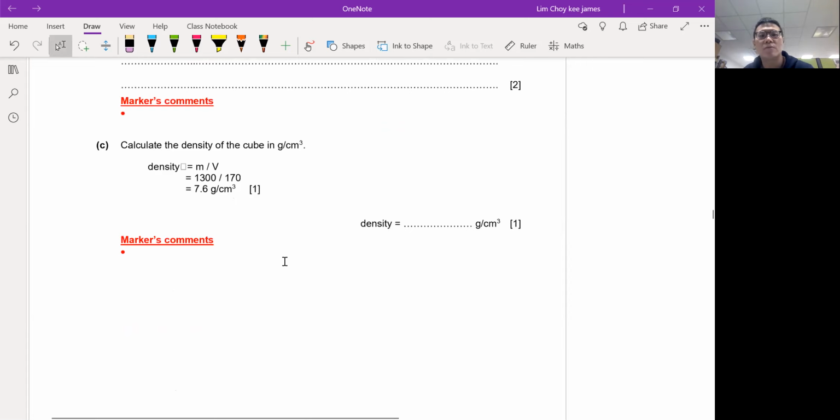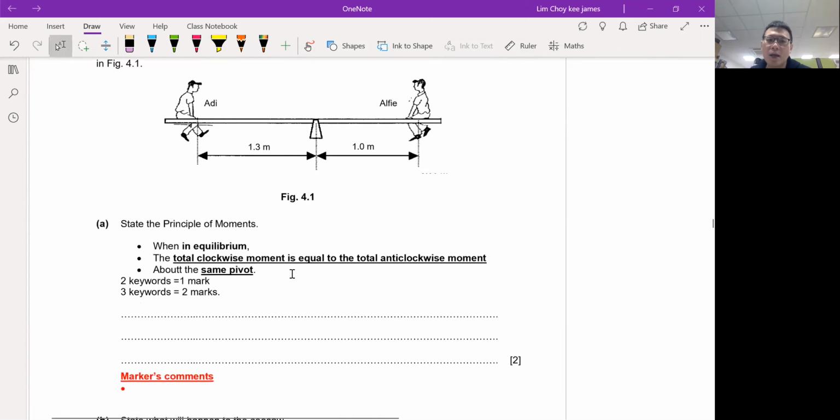Density, formula mass over volume, nothing much. Volume 170 is given in the question, you plug the formula in, and the answer should be out already. Just be careful. Question 3, quite easily done.